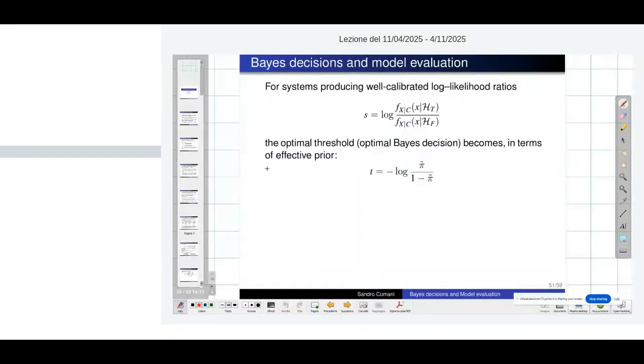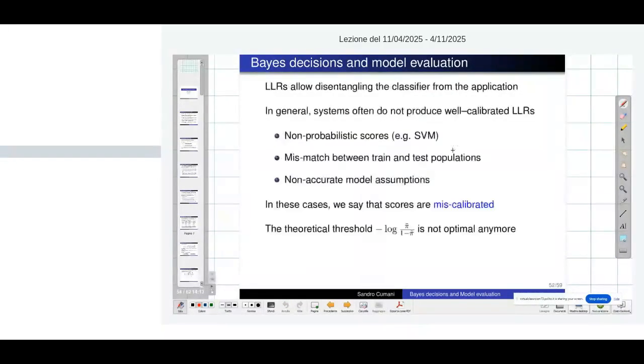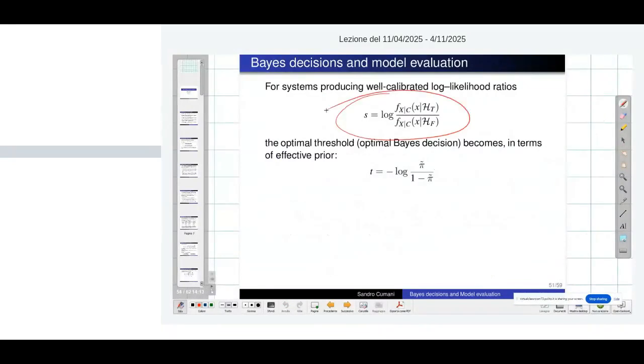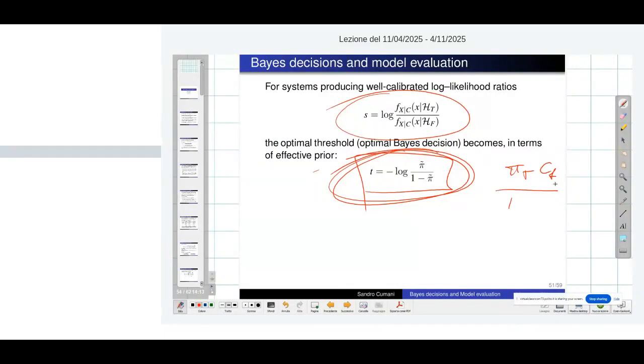of course, what we said is, for probabilistic generative models, we can cast the problem as a problem where we compare with a threshold, which is either a threshold that depends on the cost of the different errors, cost of false negative and cost of false positive, or a threshold that depends just on the effective prior, which embeds inside the two costs.